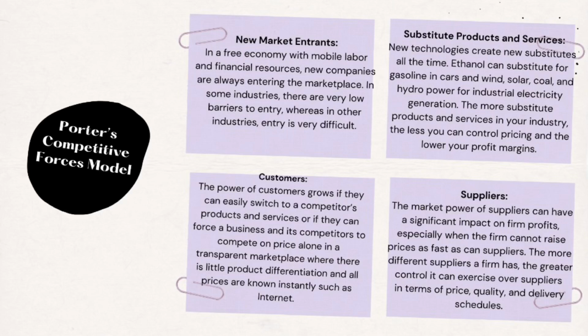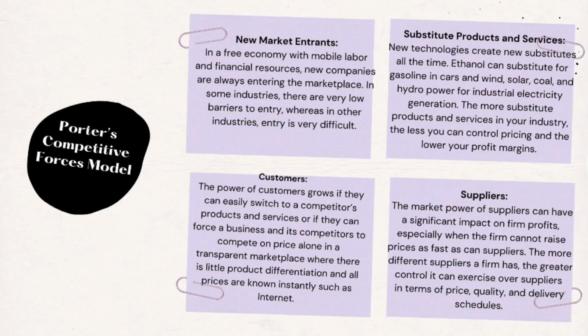Substitute products and services. New technologies create new substitutes all the time. Ethanol can substitute for gasoline in cars, and wind, solar, coal, and hydropower for industrial electricity generation. The more substitute products and services in your industry, the less you can control pricing and the lower your profit margin. Supplier. The market power of suppliers can have a significant impact on firm profit, especially when the firm cannot raise prices as fast as can suppliers. The more different suppliers a firm has, the greater control it can exercise over suppliers in terms of price, quality and delivery schedule.